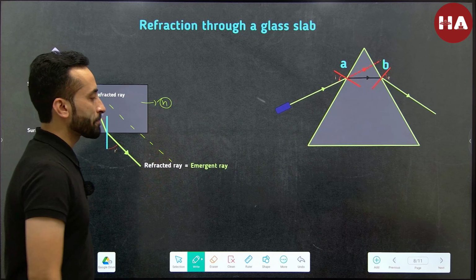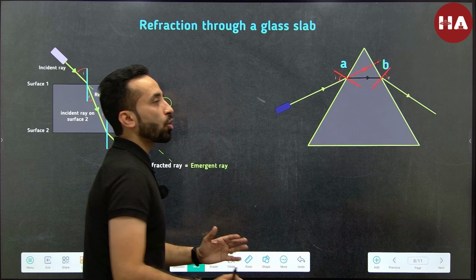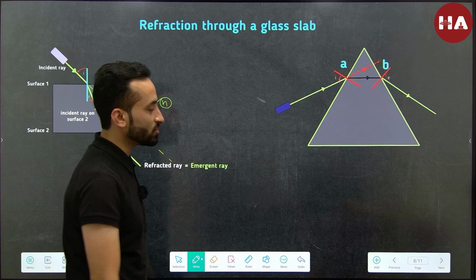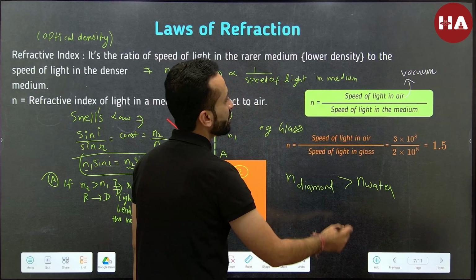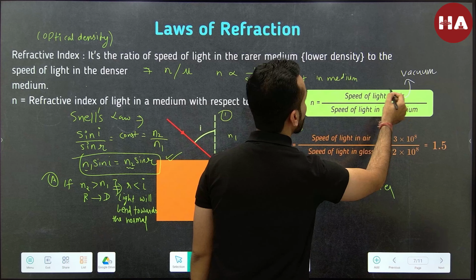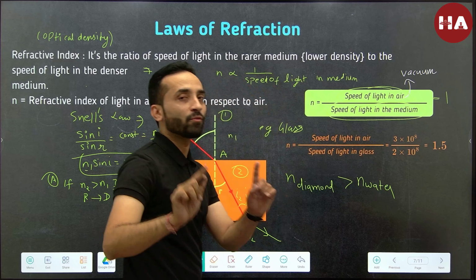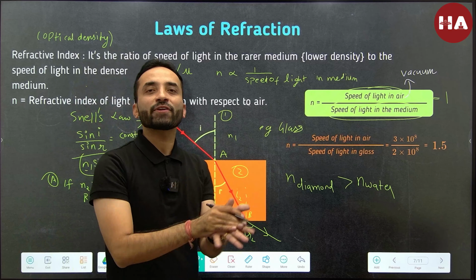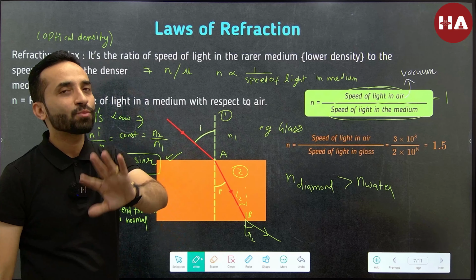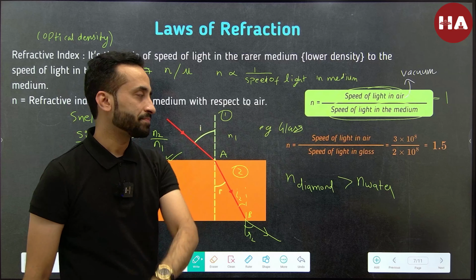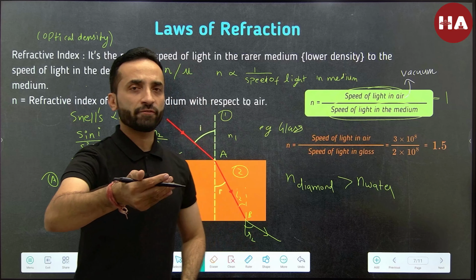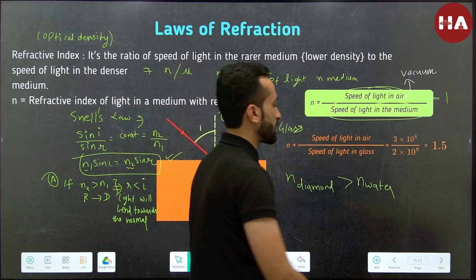One thing students, what about the refractive index of air itself? So when you say the refractive index of air, in that case this will also be air and this will also be air, so this ratio will become 1. So that is the minimum refractive index you can have, vacuum or air, you treat that as 1. Any other medium will have more refractive index because of the lesser speed of light, right students?